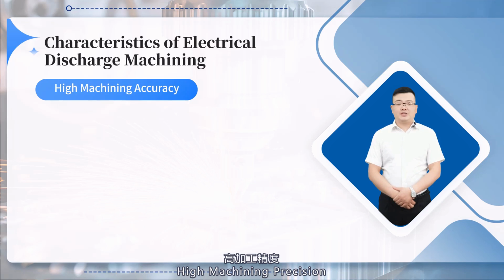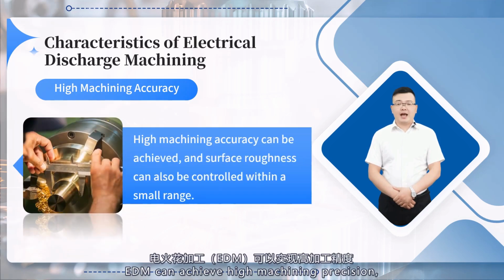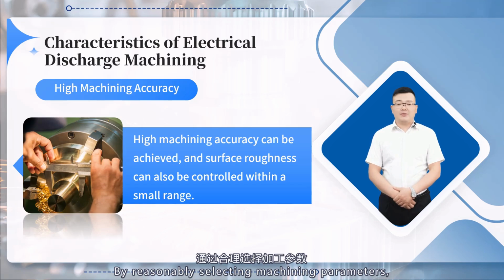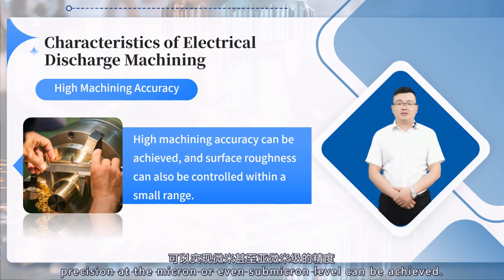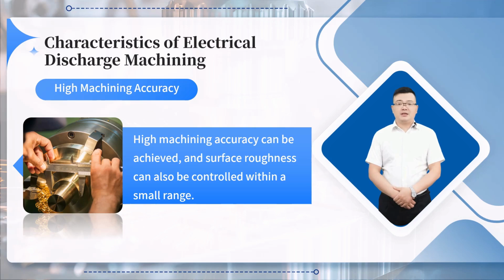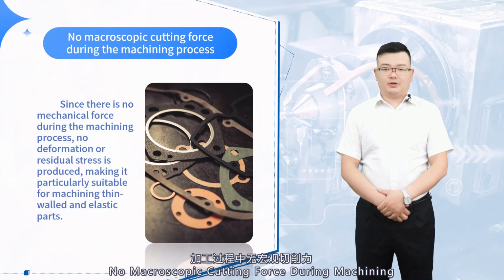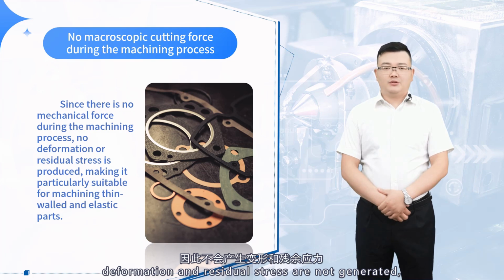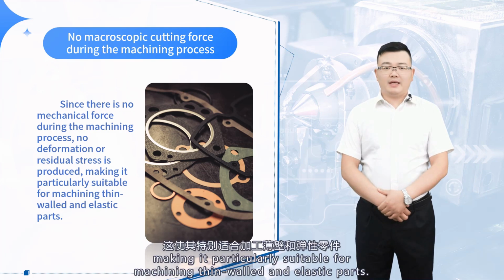High machining precision. EDM can achieve high machining precision, and the surface roughness can be controlled within a small range. By reasonably selecting machining parameters, precision at the micron or even submicron level can be achieved. No macroscopic cutting force during machining. Since there is no mechanical force involved in the machining process, deformation and residual stress are not generated, making it particularly suitable for machining thin-walled and elastic parts.